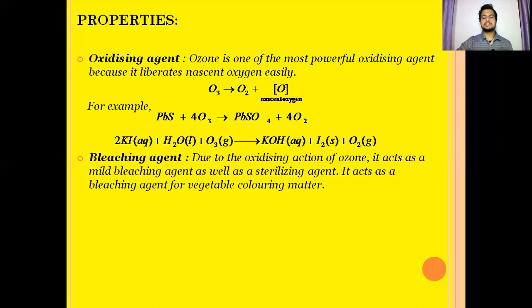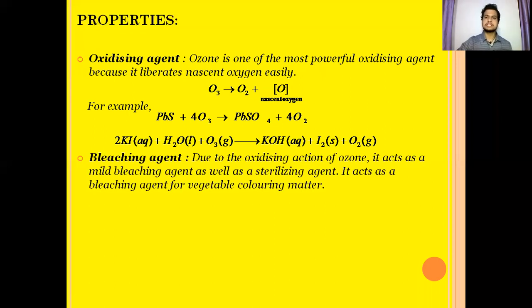Then coming to the bleaching agent. Remember that any oxidizing or reducing agent always acts as a bleaching agent, because an oxidizing agent always liberates nascent oxygen and a reducing agent always liberates nascent hydrogen, and since it is very reactive, it reacts with any coloring matter, any organic colored matter, to make it colorless. That is what we call bleaching action.